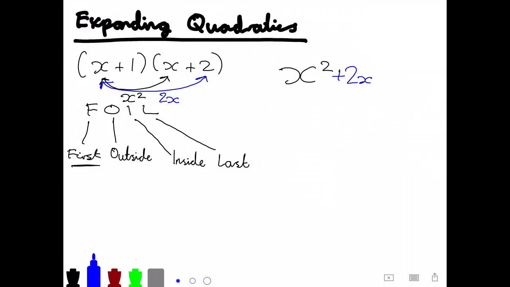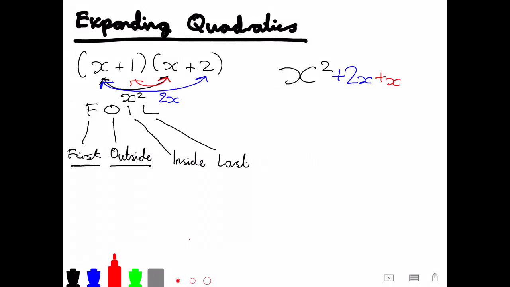Then we have, we've done outside. And now we have inside, so we're going to use these two inside terms, these two, 1 times x. And in algebra, when we put 1 times x, we don't write it as 1x, we write it as just x. So we leave this in here as just plus x.